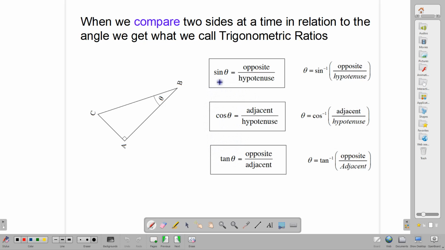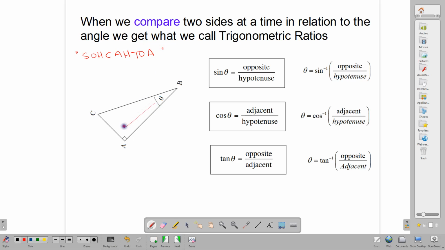So there are three main ratios: sine, cosine, and tangent. And this is how we define them. Sine is opposite divided by hypotenuse, cosine is adjacent over hypotenuse, tangent is opposite over adjacent. We use this little acronym to remember it. Sine is opposite over hypotenuse, cosine adjacent over hypotenuse, and tangent is opposite over adjacent. We call it SOHCAHTOA. A lot of persons find it useful.